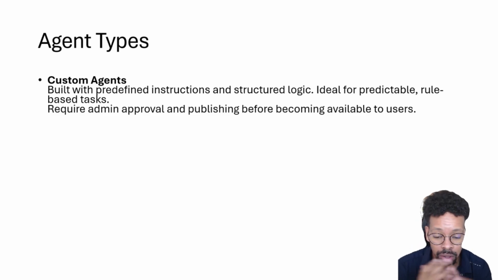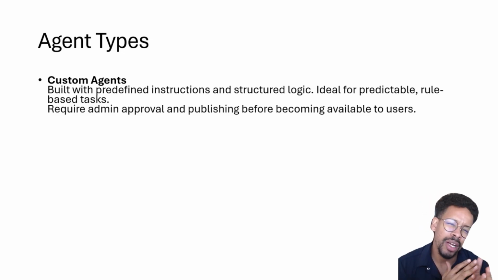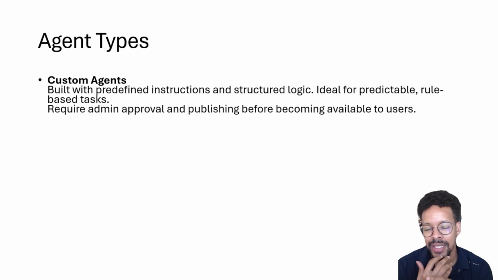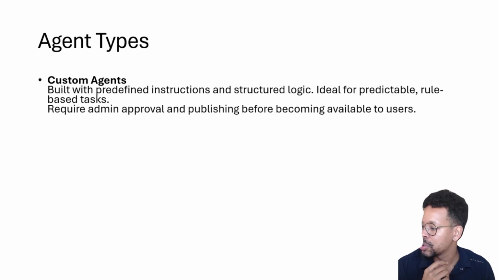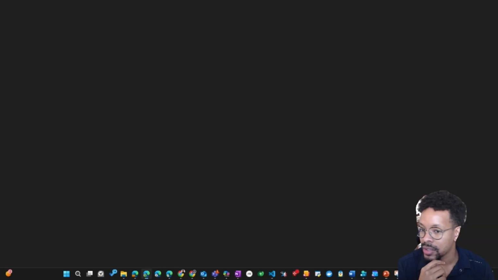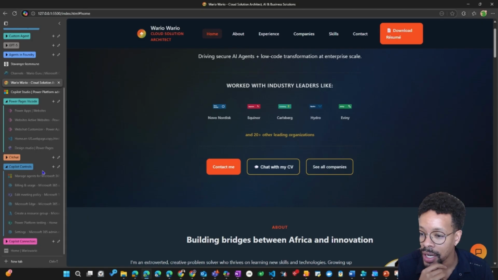They can be actions that are created in Copilot Studio, and sometimes I would say they are ideal for predictable rule-based tasks. This kind of a workflow where you get something from here, use generative AI, and then answer the users. This requires admin approval and publishing before becoming available to the users. So, where is this done? Let's just jump into the admin center and see what we can find there.